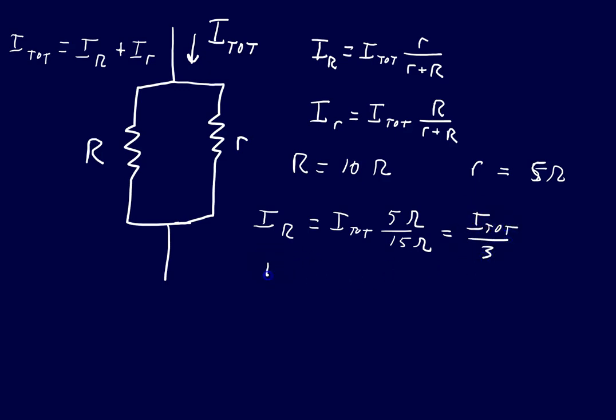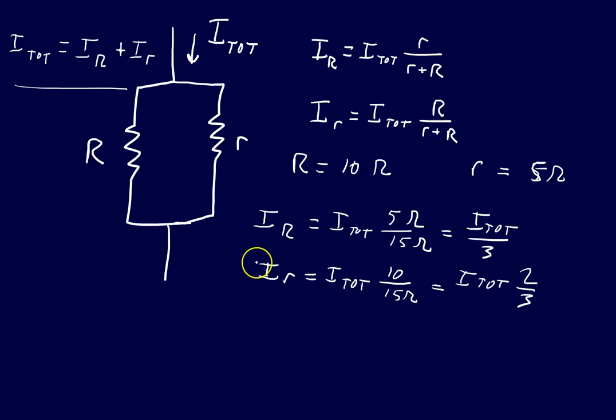And if we do the same thing for I little r, we get I total 5. And this time, when I plug in, so it's over here, I get 10 over the 2 R's added together, or 15. And I get I total times 2/3. So again, like we said over here, it adds up. We have a third of the current and then 2/3, and so together that's the full current.